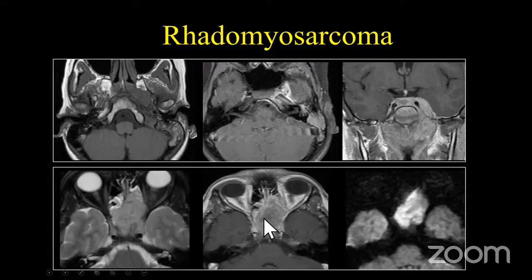And again, another example of an aggressive rhabdomyosarcoma involving the clivus, given the high DWI signal, which is indicative of a very densely cellular mass.